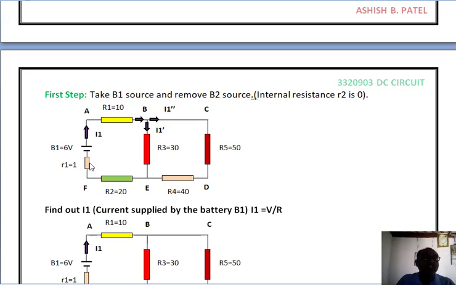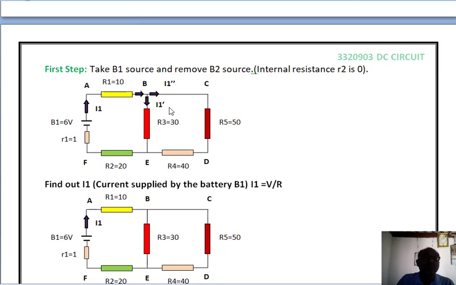Here we are putting one resistance, that is the internal resistance of the battery B1 source. So here I am adding one resistance. Here B2 is replaced, and we cannot connect any internal resistance because it is not given, that means its value is 0. So this is our first step.